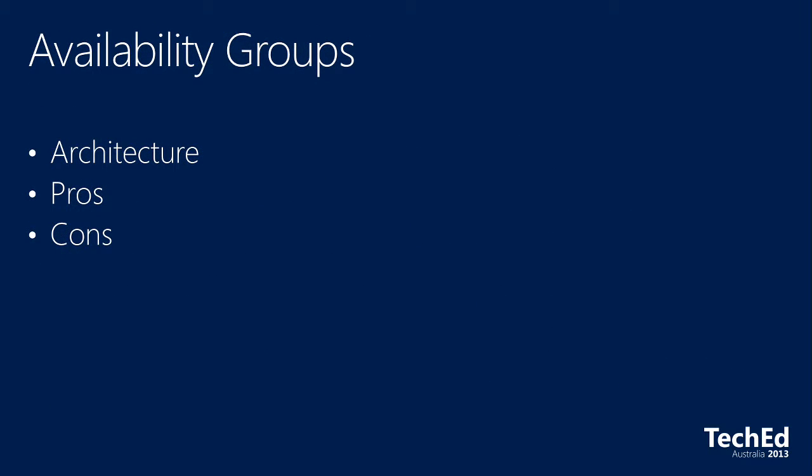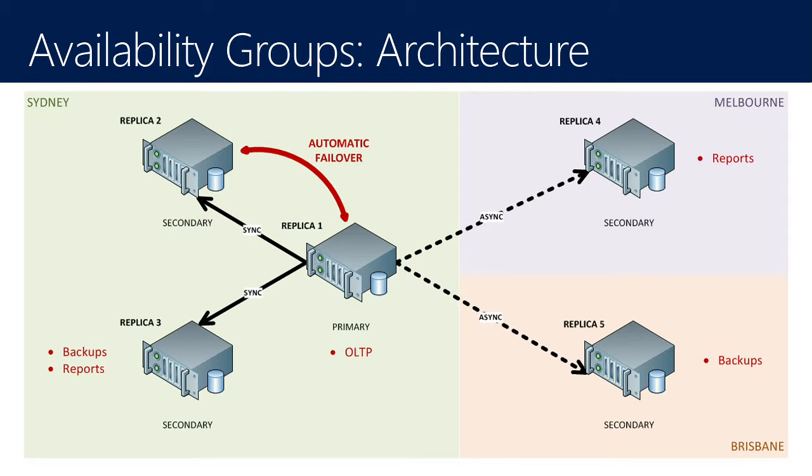So the next thing that we want to look at is availability groups. Again, the architecture, the pros and the cons. So this is what our availability groups look like. These first of all were introduced in SQL Server 2012.